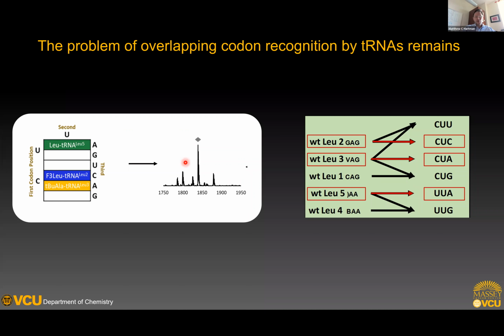And that is even harder when we start to put non-canonical amino acids on these tRNAs, which may have slightly different efficiencies.